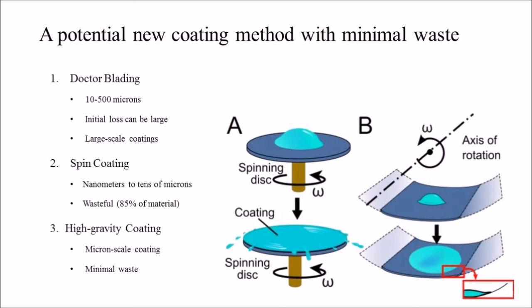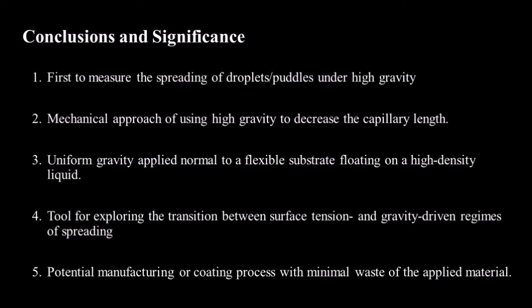To conclude, this work appears to be the first to measure the spreading of droplets or puddles under high gravity. We suggest a mechanical approach of using high gravity to decrease the capillary length. Uniform gravity applied normal to a flexible substrate is possible by floating the substrate on a high-density liquid. Scientifically, we hope that this process might also be a tool for exploring the transition between surface tension and gravity-driven regimes of spreading. And finally, the outlined methods might have potential as a coating process with minimal waste.